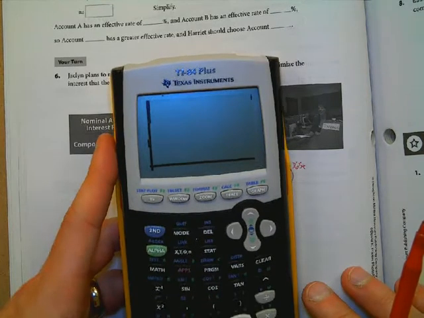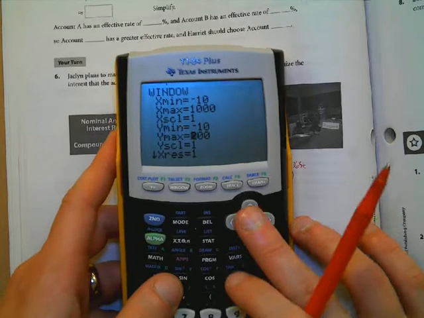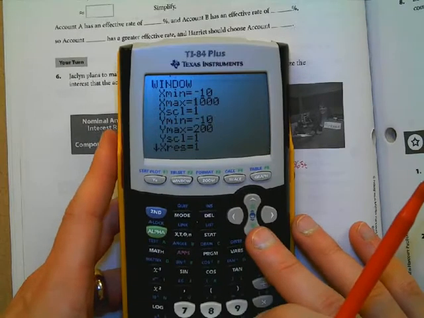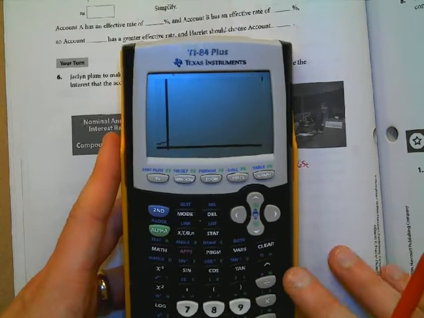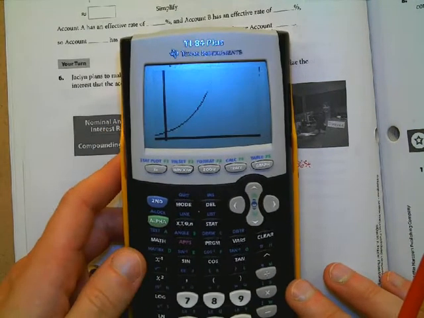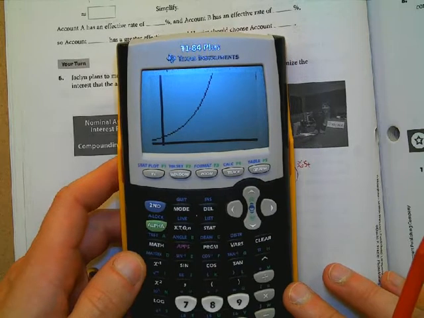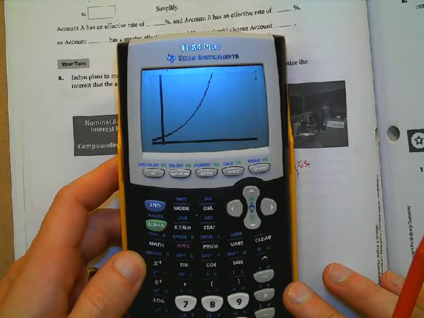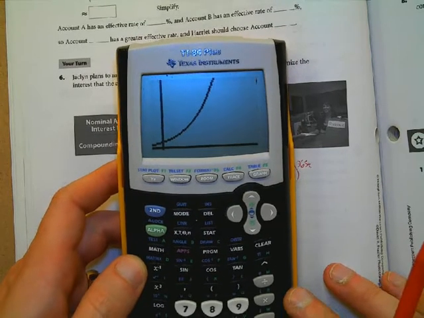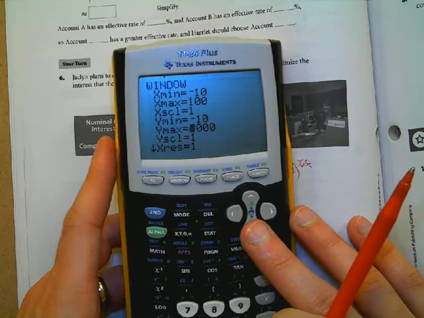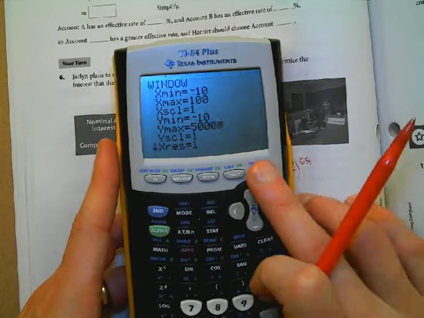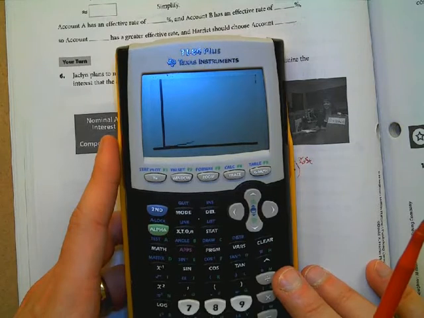Let me try an even greater amount of money. Let's go to like 5,000 here and see if we can get this to do anything. They look pretty similar. All right, well, I think they do intersect at some point here. Let's see. Huh. Interesting. It's not really showing too much of a difference here.